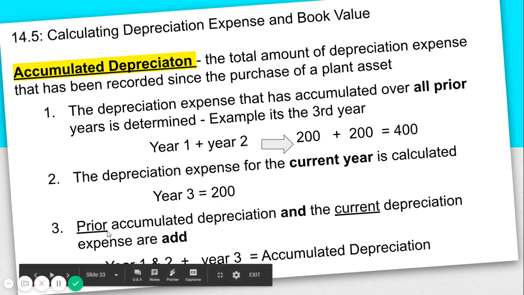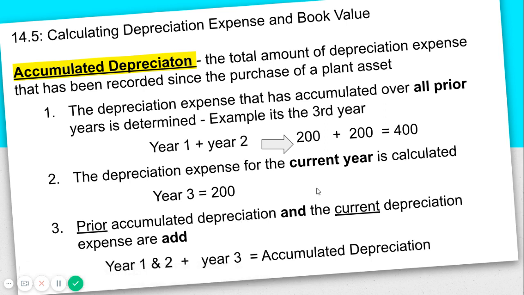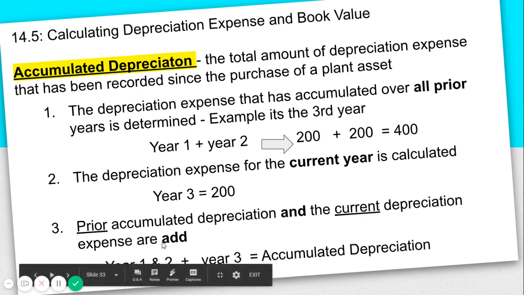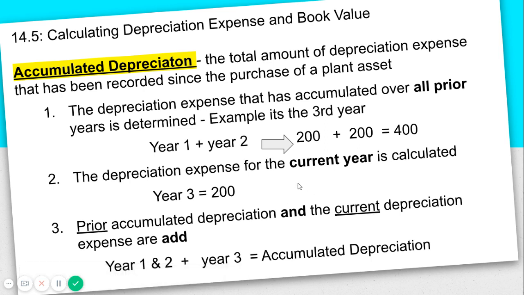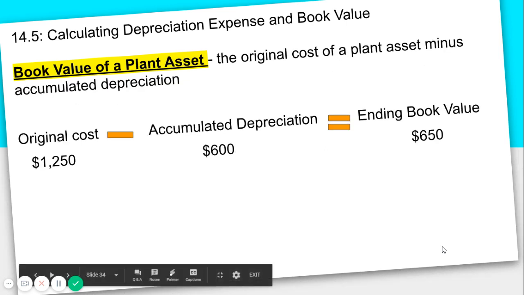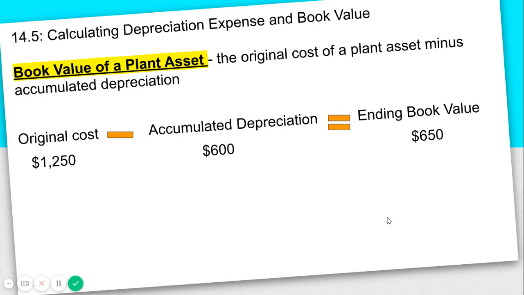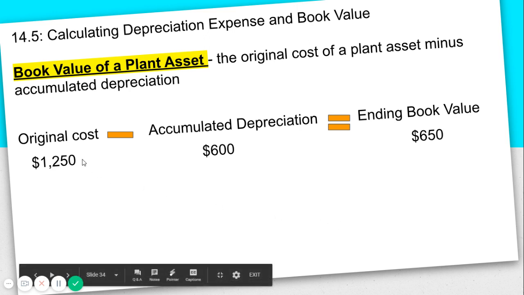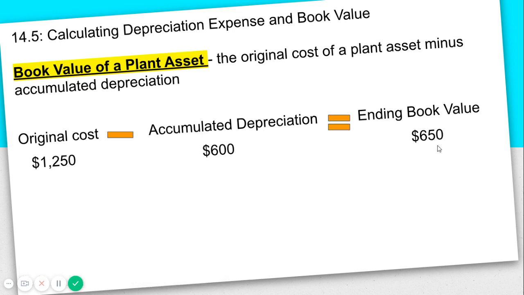So step 3, we take the prior accumulated depreciation, which is our $400 of years 1 and 2, and the current depreciation expense is added. So we take 400 plus 200, which gives us $600 for accumulated depreciation. Book value of a plant asset is the original cost of a plant asset minus accumulated depreciation. So in this case, we take our original cost minus the $600 to give us the ending book value.